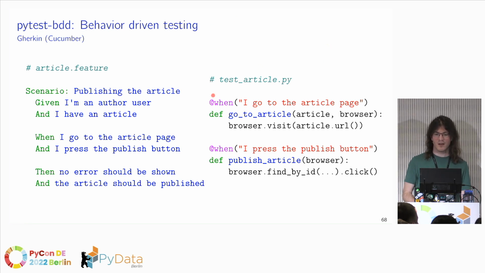So we have a when decorator from this PyTest BDD project and can say, when I go to the article page in my test specification, then this code here should run. Depending on your project and your contributors, this can be quite nice because it allows people who are less technical or less used to writing tests in Python to still read and write your tests.